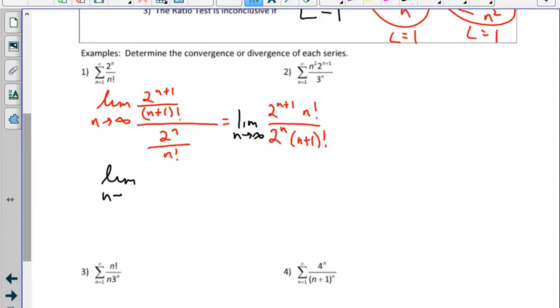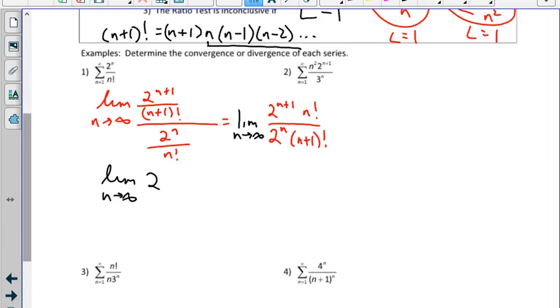So the limit as n goes to infinity, when I cancel stuff out, 2 to the n plus 1 divided by 2 to the n is just 2. And n factorial over n plus 1 factorial, if I think about what these things are, n plus 1 factorial is n plus 1 times n times n minus 1 times n minus 2 times dot, dot, dot, all the way down to 1. N factorial is the exact same thing, except it starts right here.